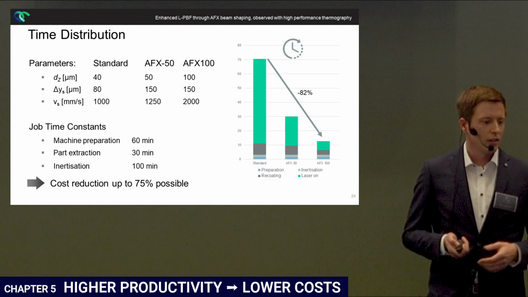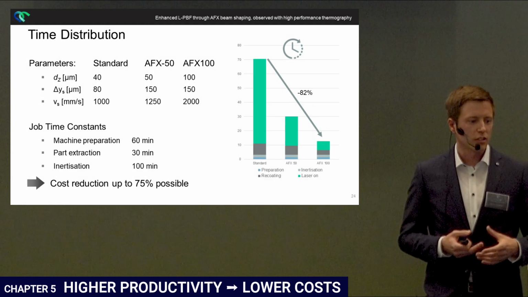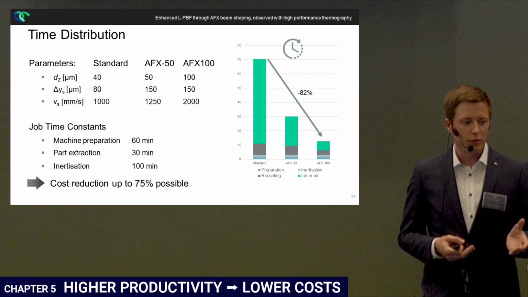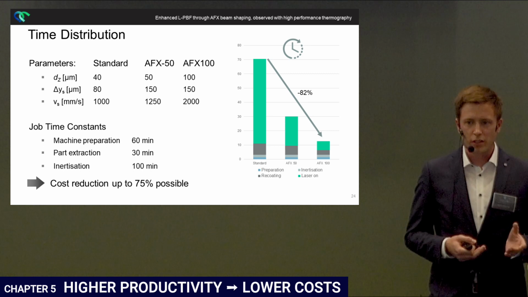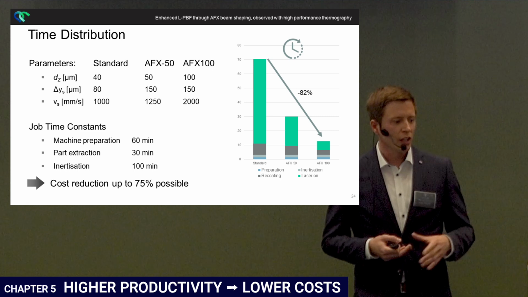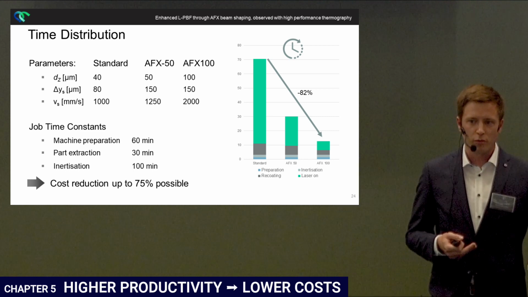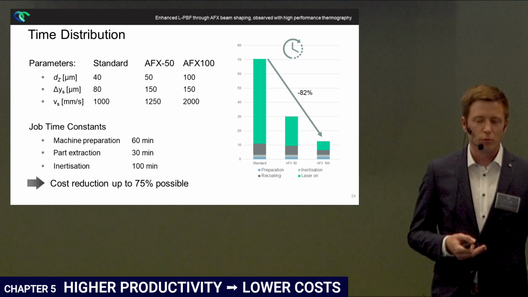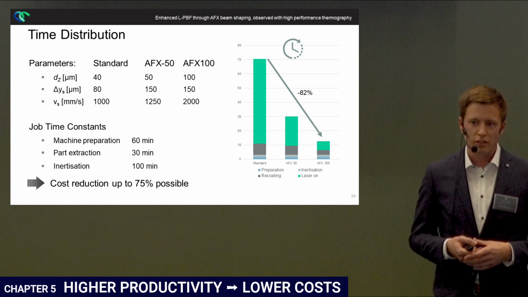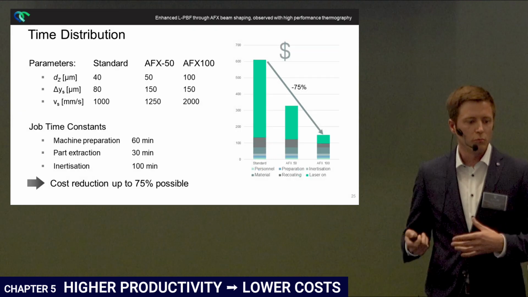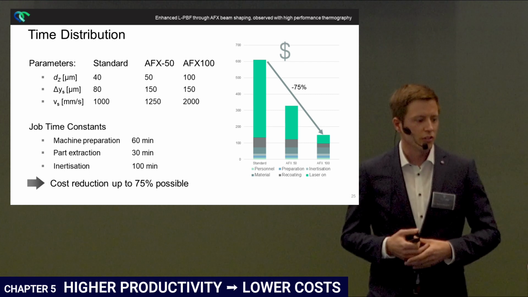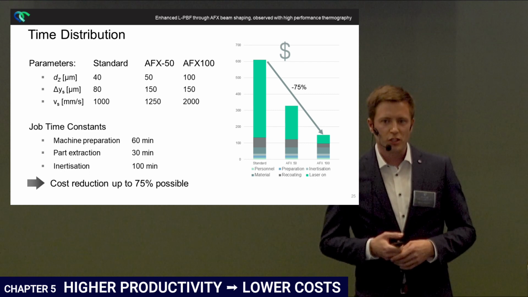And to put that in a diagram, we see here that our standard process is around 70-hour printing time, and with the fastest parameter set we can go down below 20-hour printing time, which is a time reduction of 80%. And even if we use just the AFX50 parameter set, which is better in mechanical properties than the standard one, it's definitely up to 50% faster. And if we put that in numbers, it would be around 70% faster than with our previous parameter set.